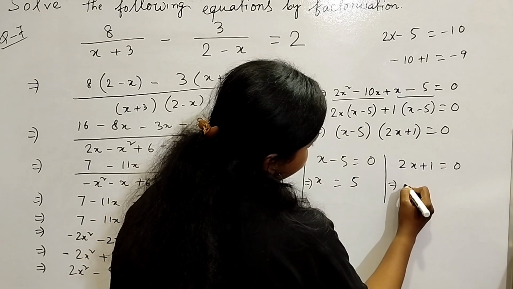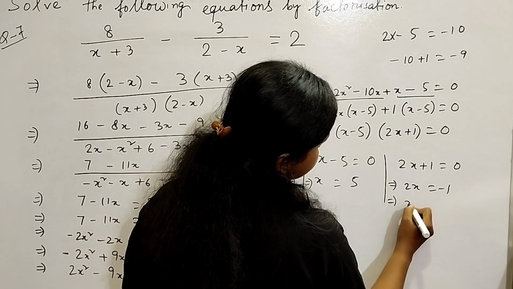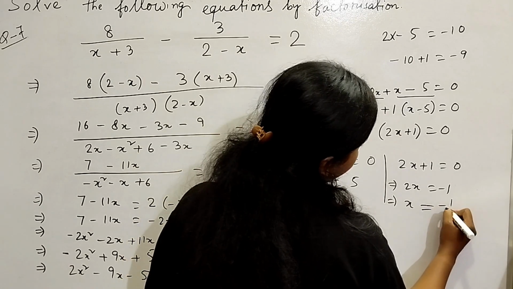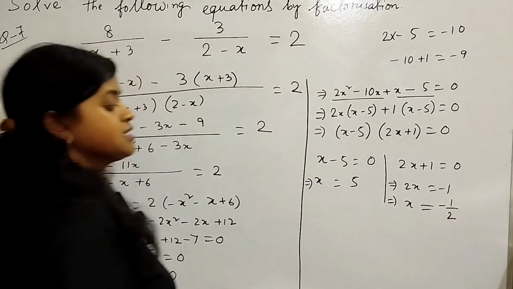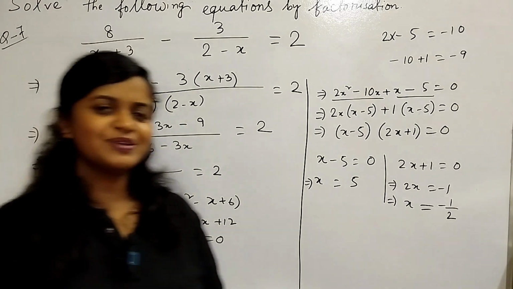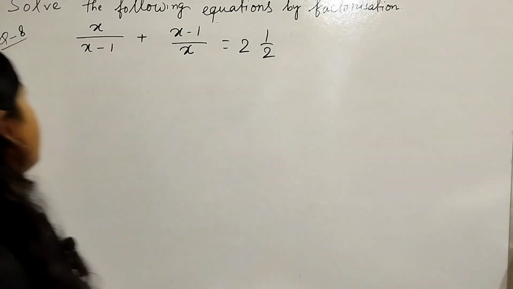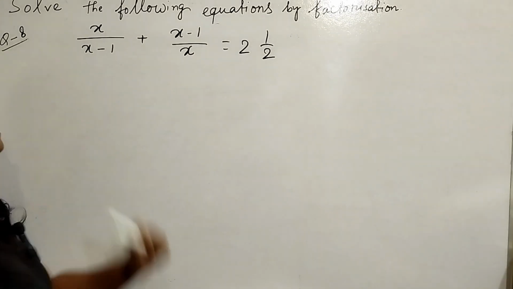So this becomes 2x equals minus 1 and x equals minus 1 by 2. So the values of x are 5 and minus 1 by 2. I hope you are understanding this math. Let us discuss the next maths question, number 8.